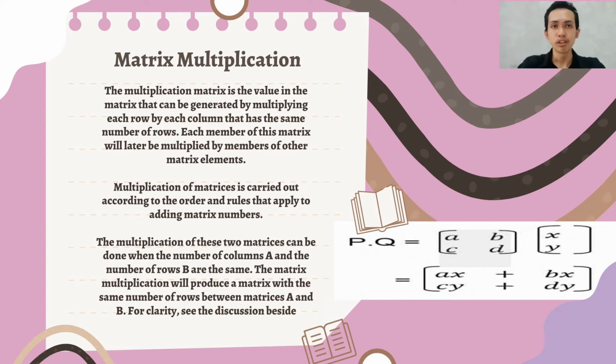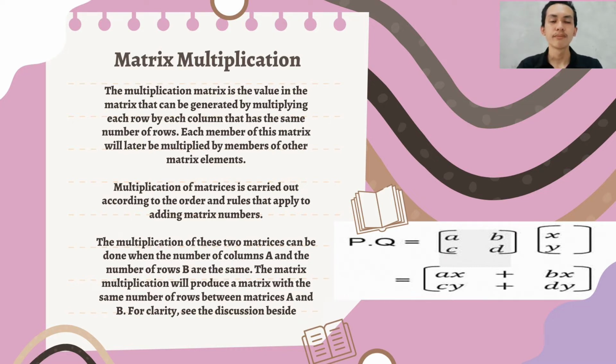Multiplication matrix. The multiplication matrix is the value in the matrix that can be generated by multiplying each row by its column that has the same number of rows. Each member of this matrix will later be multiplied by a member of the other matrix's elements. Multiplication of matrices is carried out according to the order and rules for adding matrices. The multiplication of these two matrices can be done when the number of columns of A and the number of rows of B are the same. The matrix multiplication will produce a matrix with the same number of rows as matrix A and B. For clarity, see the description below.